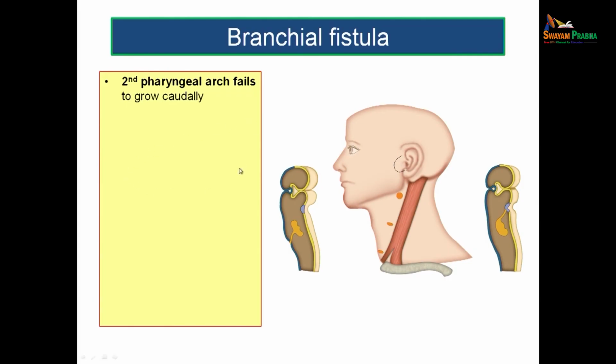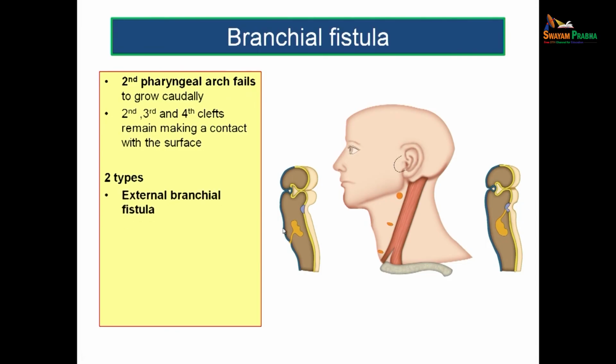Now coming to the applied aspect, this is the branchial fistula. Suppose the second arch fails to grow caudally. We have already seen the derivatives of the ectodermal clefts, right? Only the first cleft is giving rise to the external acoustic meatus, whereas the second, third and fourth clefts are just getting obliterated. Suppose what happens if this second pharyngeal arch is not growing caudally. If it is not growing caudally, these three clefts will be remaining open. So the second, third and fourth clefts will remain open, making a contact with the surface.